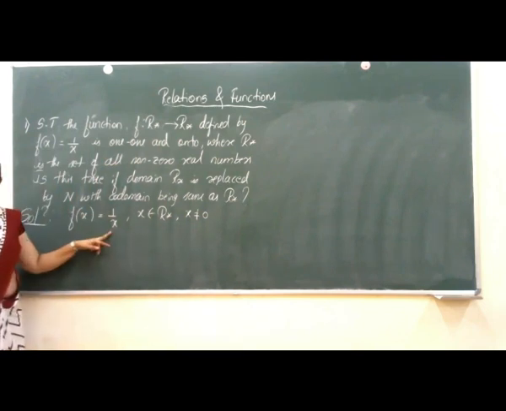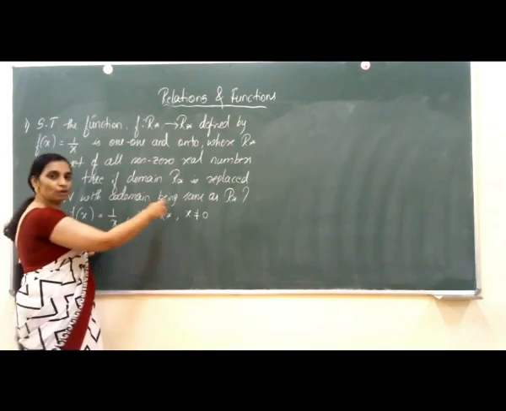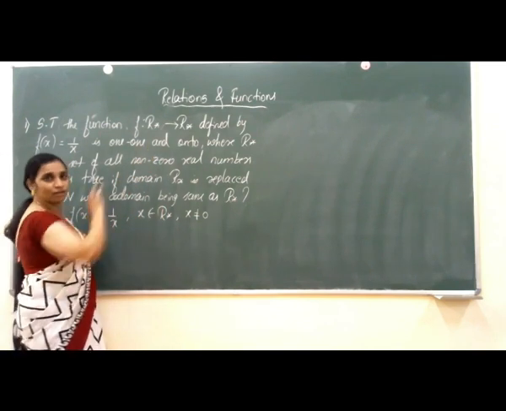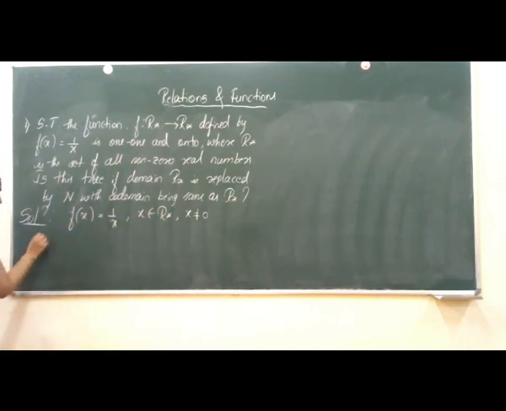So 1 by x is a real number. Only when the x value is 0, the function cannot be defined. But that value is not included in the domain as well as the codomain. Now first we need to check whether the function is 1-1 or not.